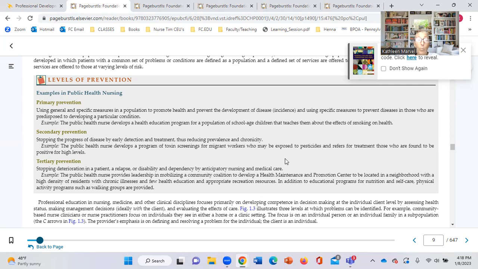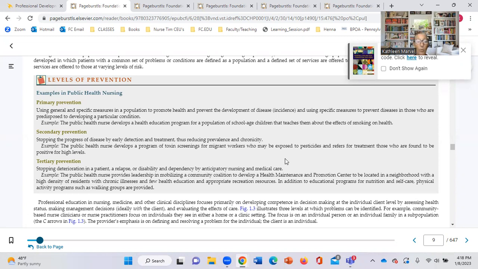So an example, the public health nurse develops a health education program for a population of school-age children that teaches them about the effects of smoking on health. Okay, they're not smoking yet, so we want to do a health education and try and prevent them from smoking. Okay, secondary, stopping the progress of a disease by early detection. So we're screening. All right, so thus reducing prevalence.